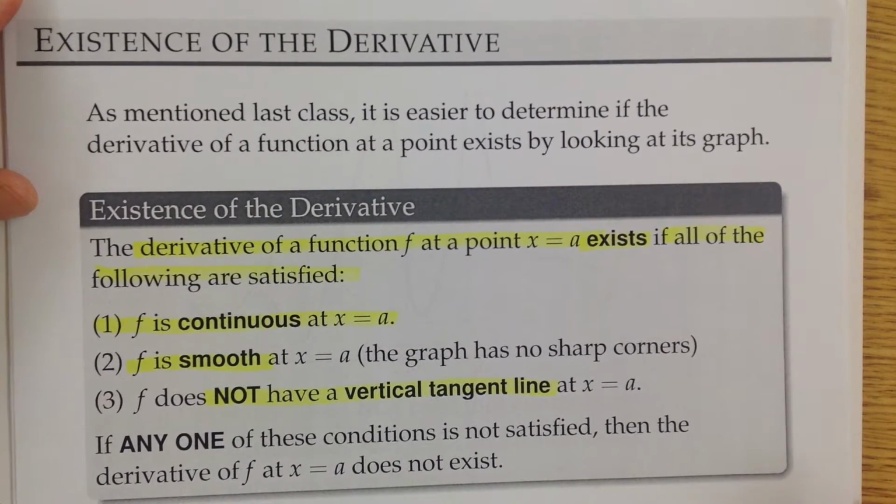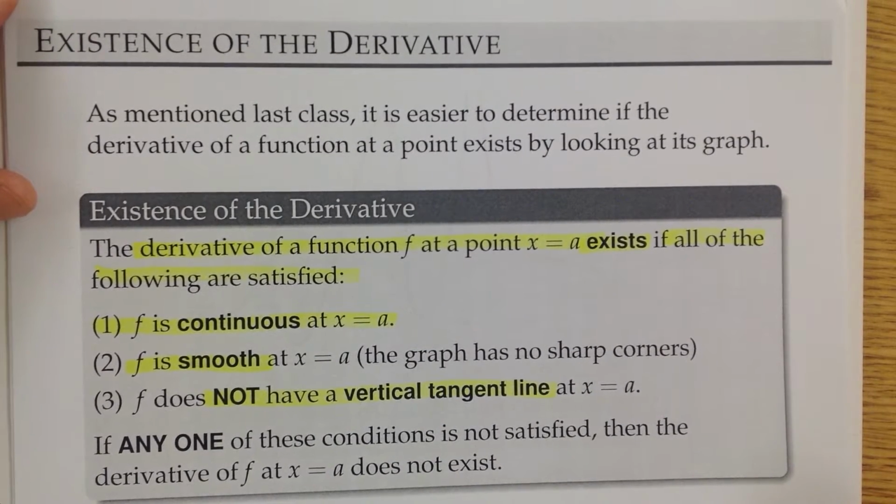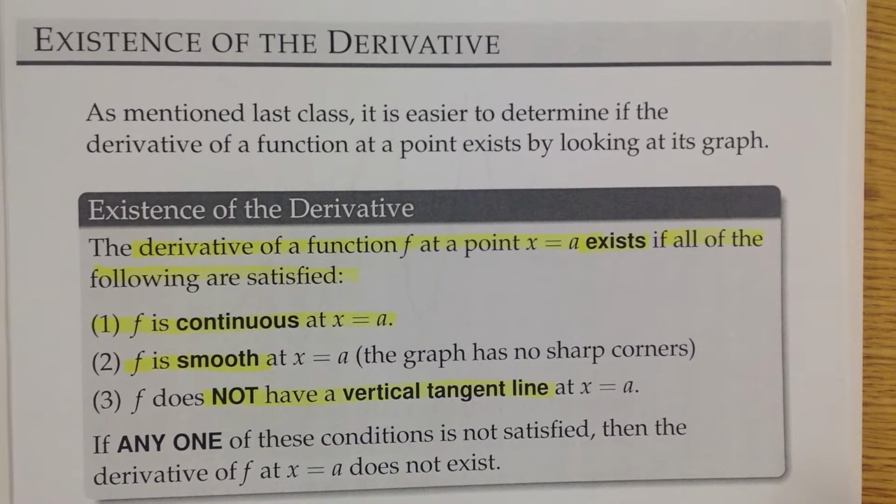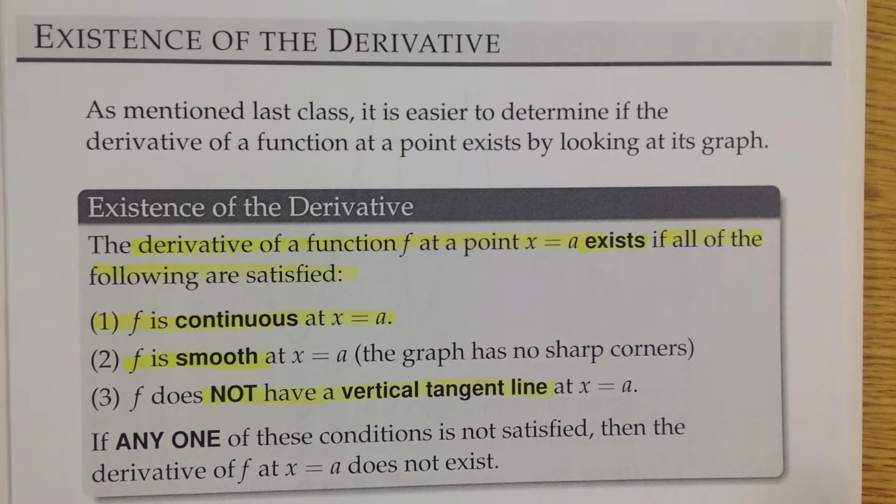Okay, fast forward it here. The existence of the derivative. So as we talked about in the most recent lesson, we talked about when the derivative exists and when it does not exist. So this is really important, being able to figure out what the graph of the derivative looks like.